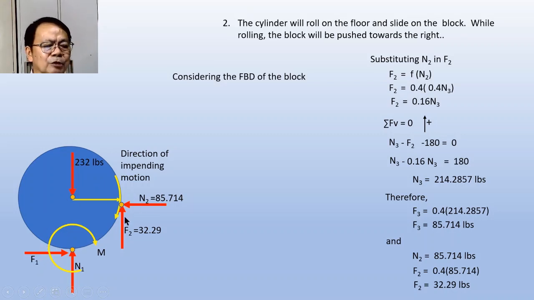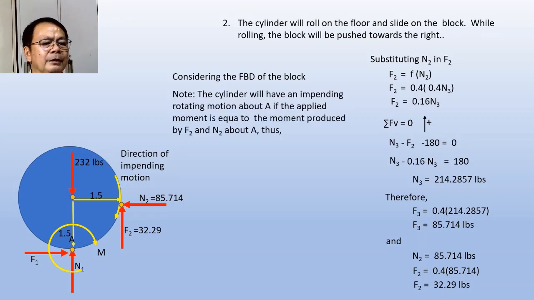Both will be creating a counterclockwise moment. Now, in order for this to be rotated or to start motion in the rolling direction, the moment produced by this must be counteracted or exceeded by the moment applied here. Let's look at the moment. The cylinder will have an impending rotating motion about A if the applied moment is equal to the moment produced by F sub 2 and N sub 2 about A. Thus, the moment will be equal to F sub 2 multiplied by 1.1 plus n sub 2 multiplied by 1.5.